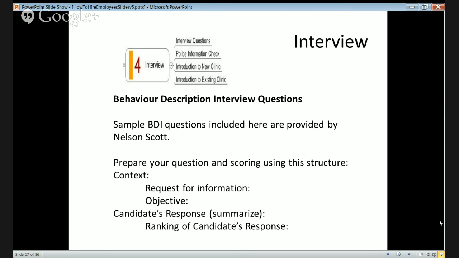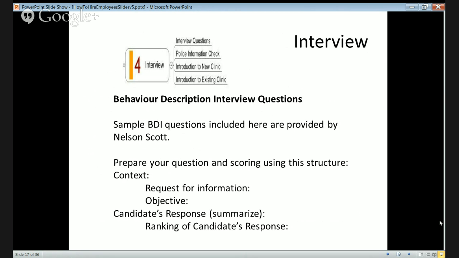How people respond to certain circumstances in the past is how they're most likely to respond to similar situations in the future. Behavior description interview questions are requests for detailed descriptions of specific on-the-job events or circumstances that the job candidate has experienced. Develop your own BDI questions to request information from the candidate that you can compare to your practice's STAR candidate performance objectives. In our templates, we have included sample BDI questions.